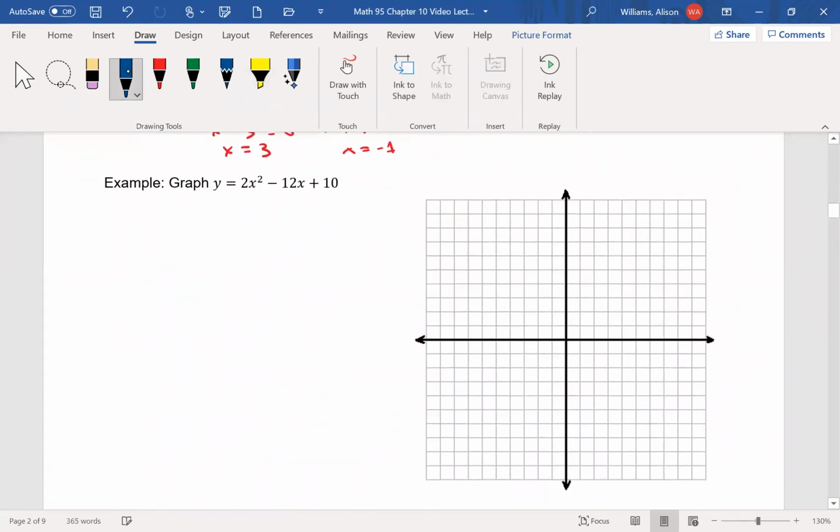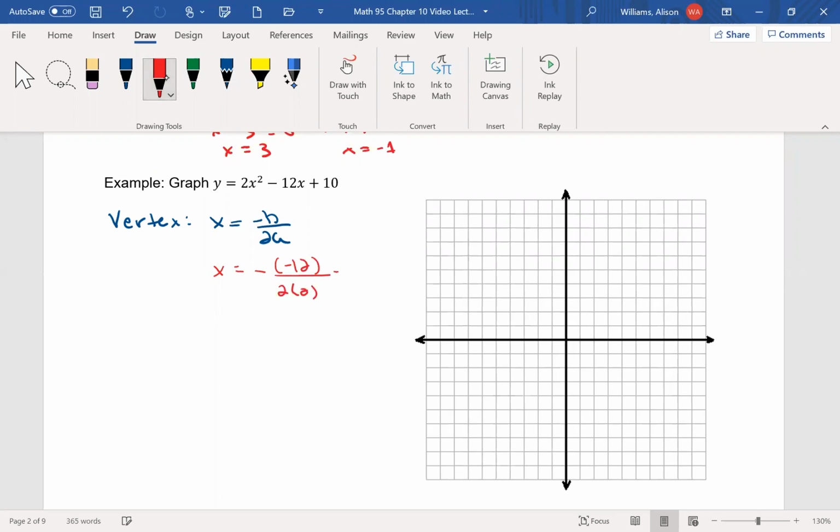So for this one, starting with the vertex and our little formula, this time we have -12, which becomes a +12, the double negative. And then 2 times 2. So that's +12 divided by 4. Divided by 4 is 3. Okay, so I get X equals 3.